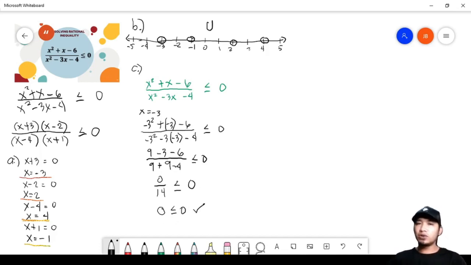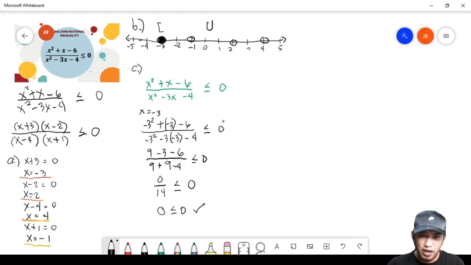So kapag true, yung sabi ko kanina nga, kapag true ang value, okay, we will mark it with a bracket. Okay, so x at negative 3, this one. Okay, shade natin. And that is a bracket. Alright. So next. Ano ang next value ng x?